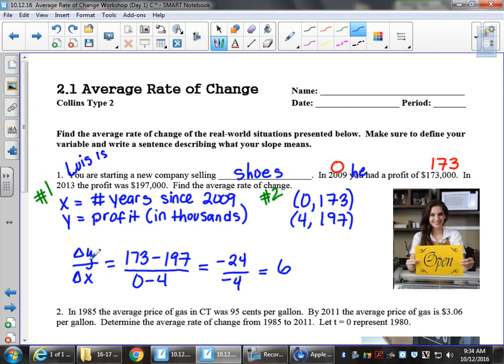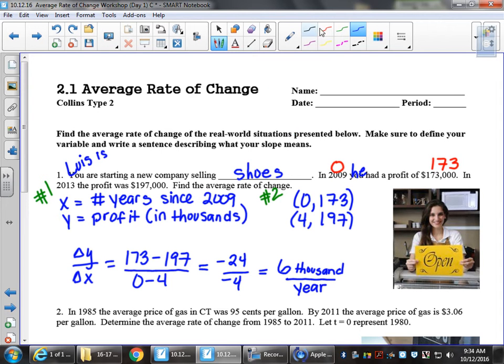Profit in thousands. So right now I'm just going to write 1,000, and we'll talk in a second. So that's 6,000, and then I trace back. What's X all about? Years. So that's 6,000 per year.